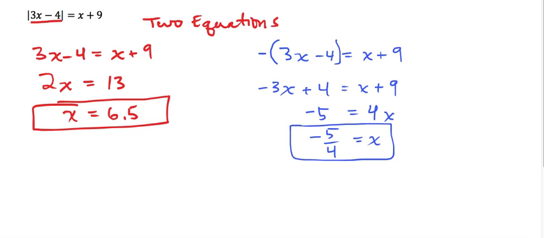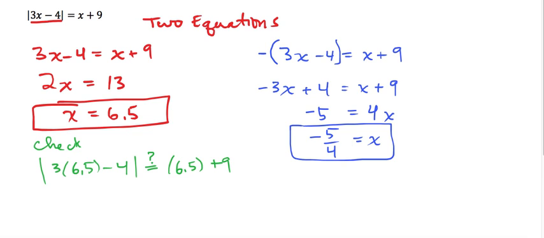And as always, we really do need to check, especially with these absolute value equations, because they can get a little bit tricky. So let's check this one here, and we're going to plug in 6.5 for x. The absolute value of 3 times 6.5 minus 4, is that in fact equal to 6.5 plus 9? So 6.5 plus 9 is 15.5. Over here we have 3 times 6.5, that would be 19.5. The absolute value of 19.5 minus 4, and that is in fact equal to 15.5. Good. So we're good with that.